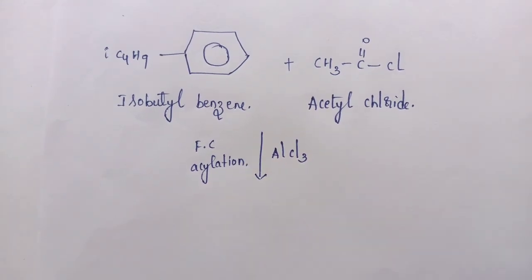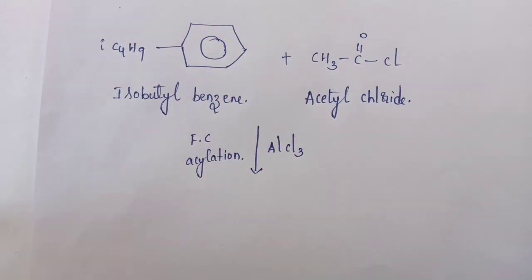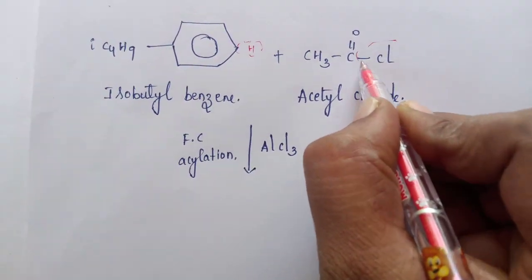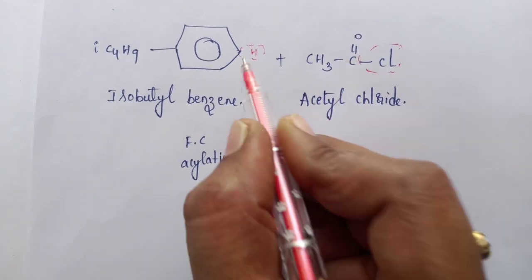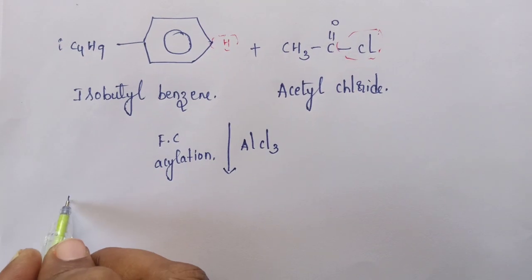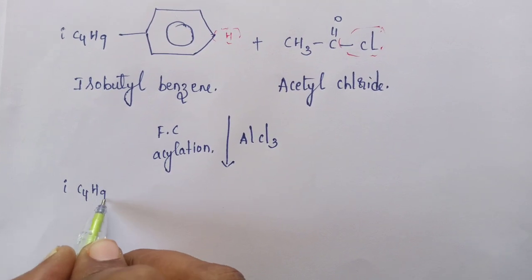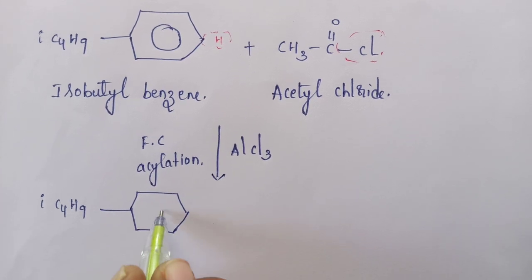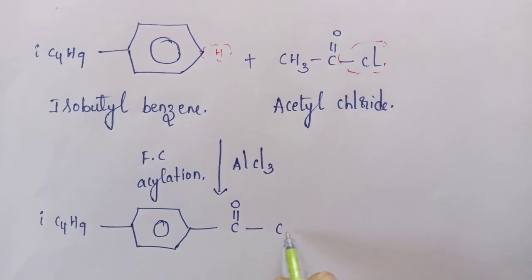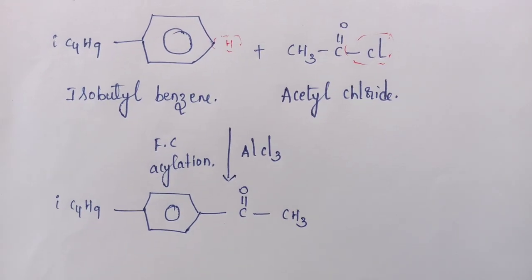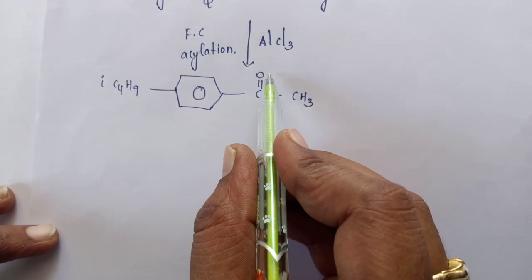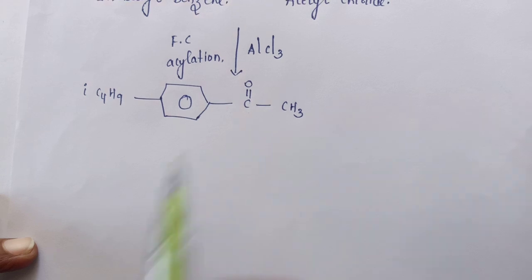So what happens in Friedel-Crafts acylation? The hydrogen atom located at this para position and the Cl are lost as HCl, the carbon atom attaches to this para position, and finally we get IC4H9 with benzene, with the carbonyl carbon attached, followed by CH3. This is the product we are getting, and our target is to convert this into an acid, attaching one more carbon atom.